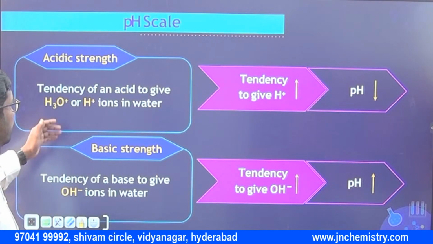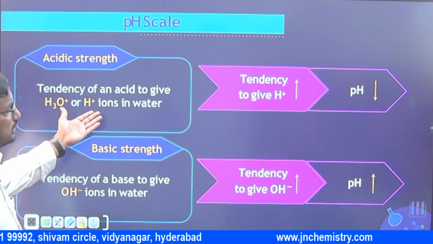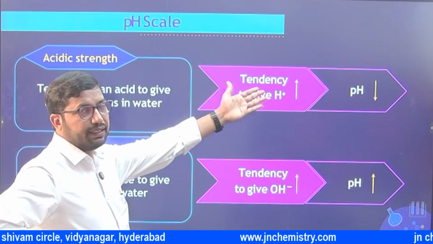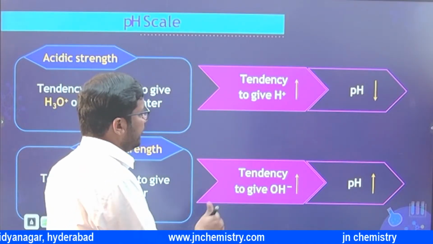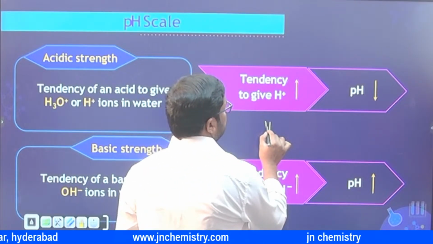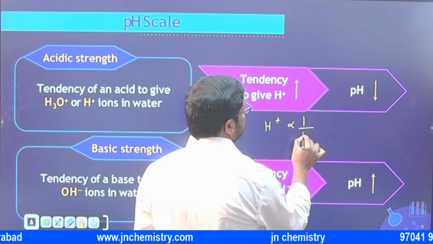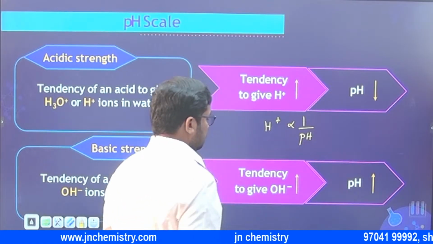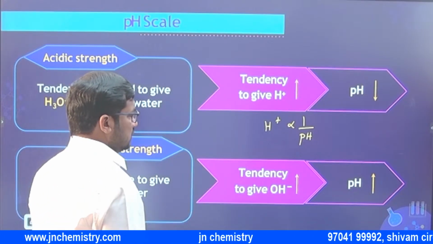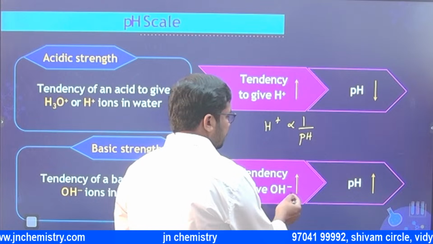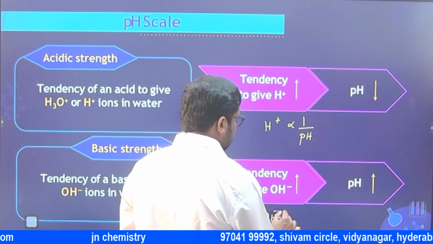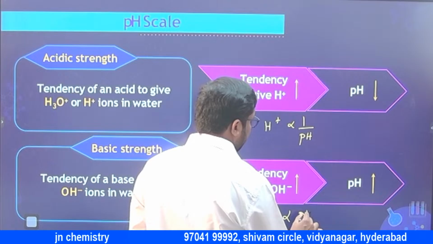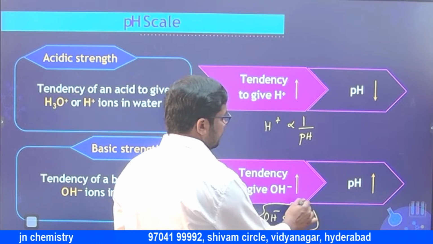So I already told you that as H plus ion concentration increases, pH decreases, right? H plus ion concentration is inversely proportional to pH. So as OH minus ion concentration increases, pH increases. So OH minus ion concentration is directly proportional to pH. This is important.